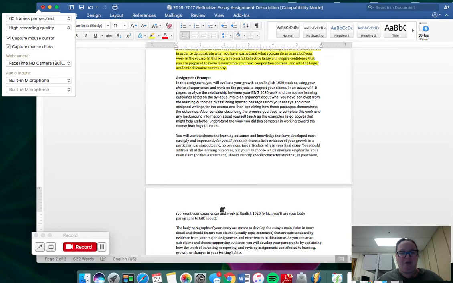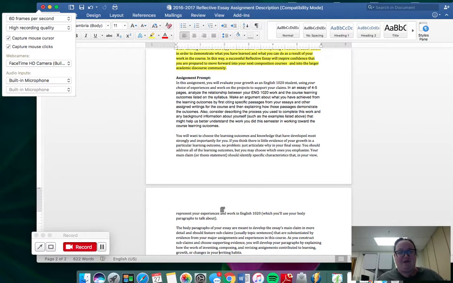What you're going to do first is cite specific passages from your essay. That means you're going to copy and paste them, but you also have to quote yourself, so you have to cite yourself. That doesn't mean that you have to have a works cited page. I just want your quotes, or the things you copy and paste, to be in quotes.